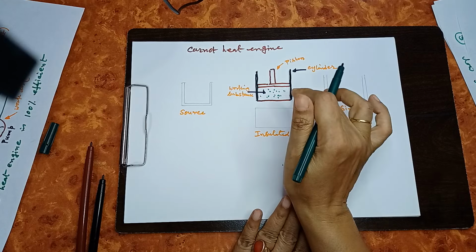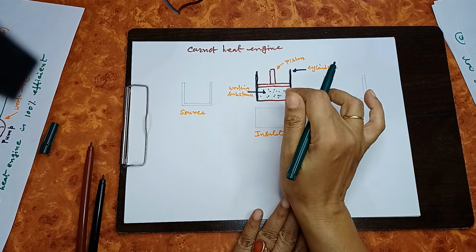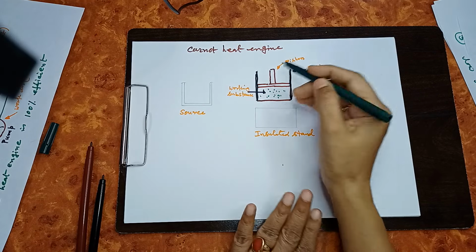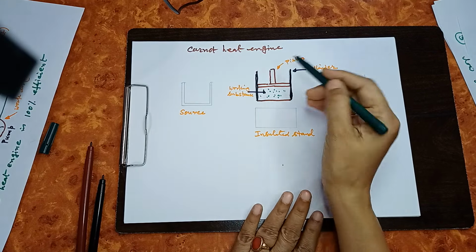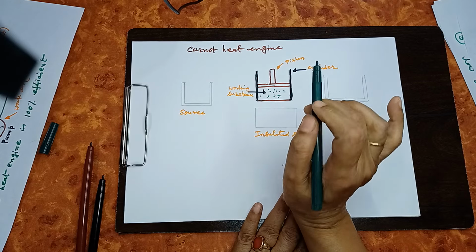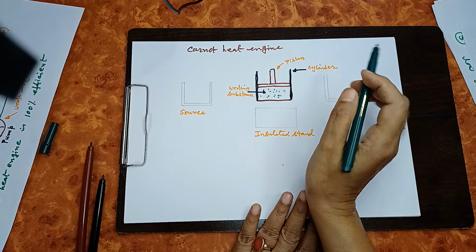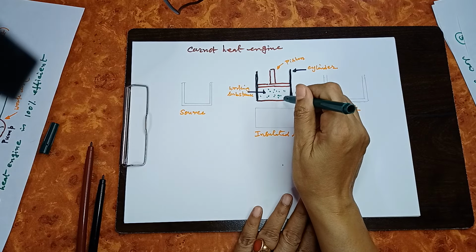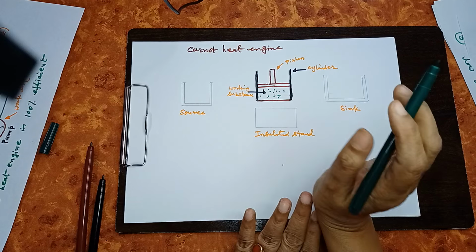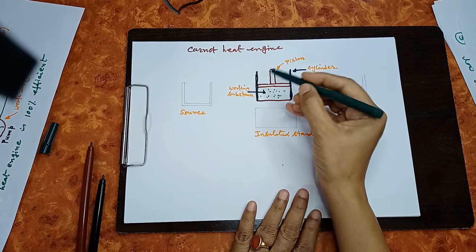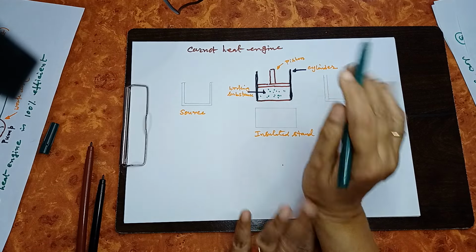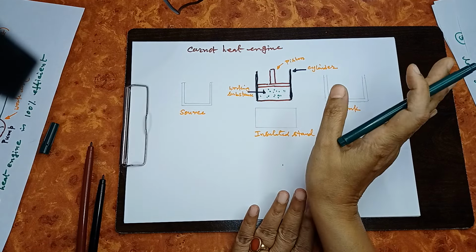In Carnot heat engine, the working substance is ideal gas. The central part of the heat engine is this cylinder, which is attached to the frictionless piston, and where this working substance is present. Working substance is ideal gas, and these walls of the cylinders are insulated. Base is conducting. Base is not insulated.